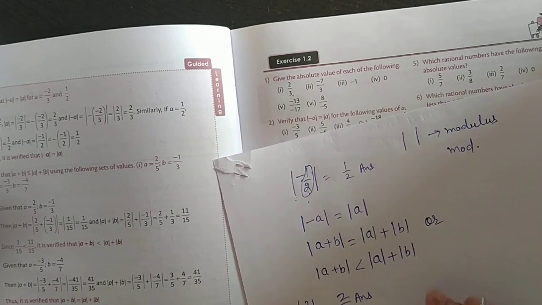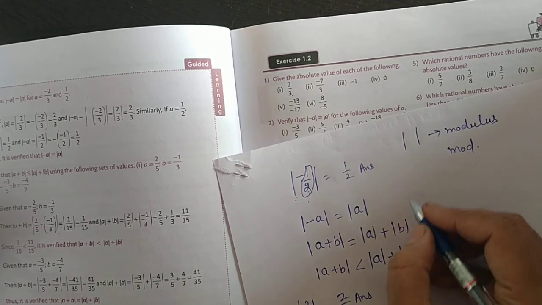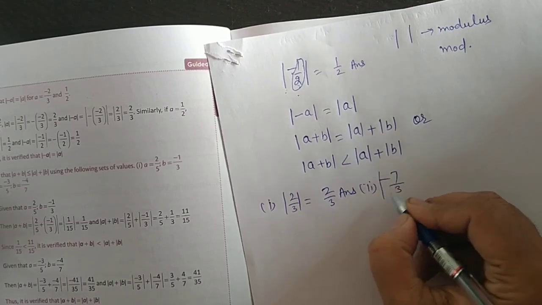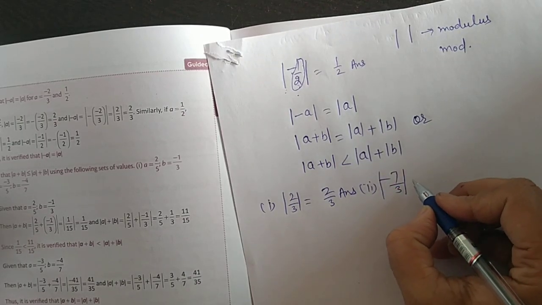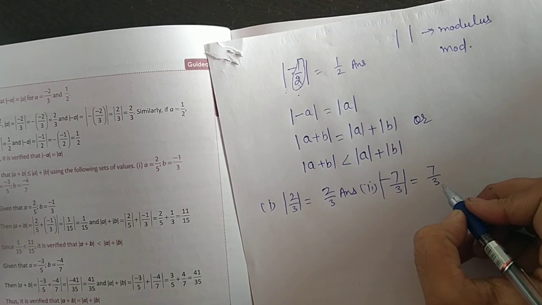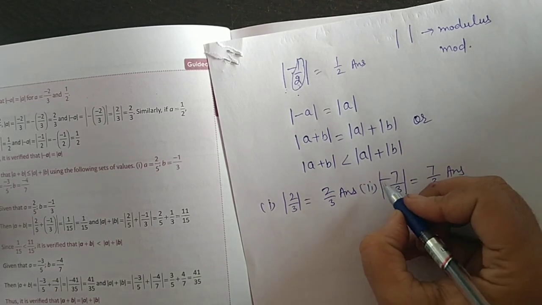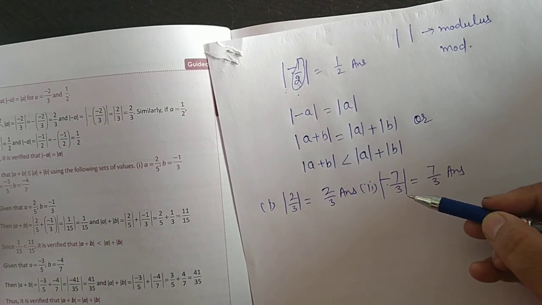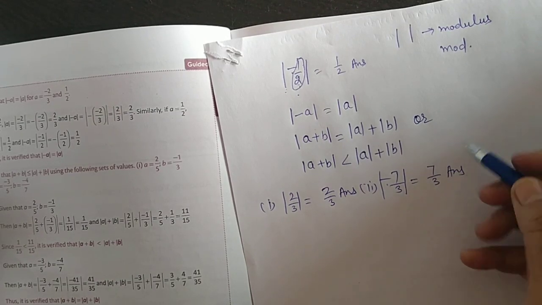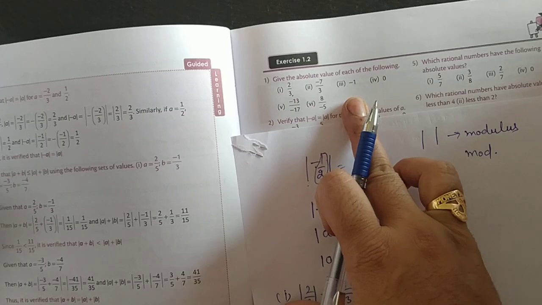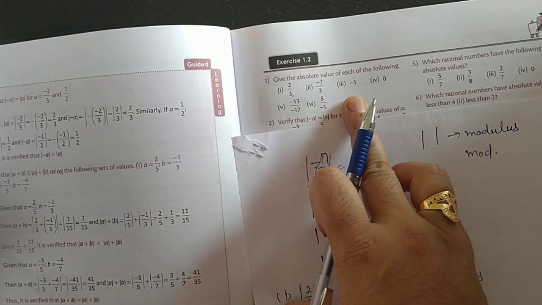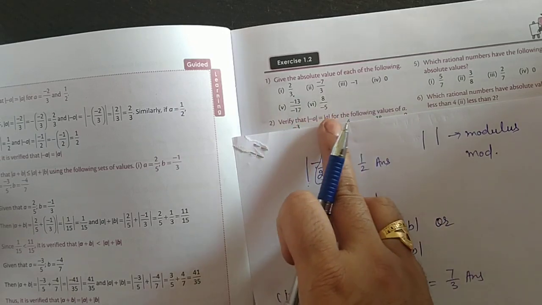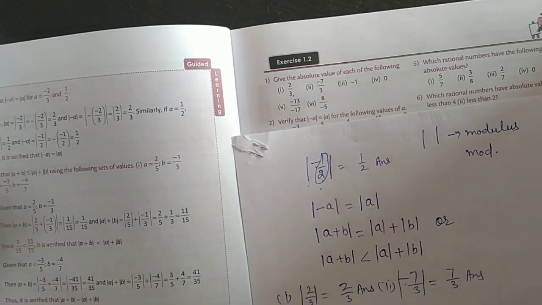And the next number is minus 7 upon 3, second part. So we will take its mod. Its answer will be 7 upon 3. We will not take this negative sign. We just take the numbers, and the number is 7 upon 3. Similarly, for minus 1 the answer will be 1, and for 0 the answer will be 0. Other parts too, you can try yourself.